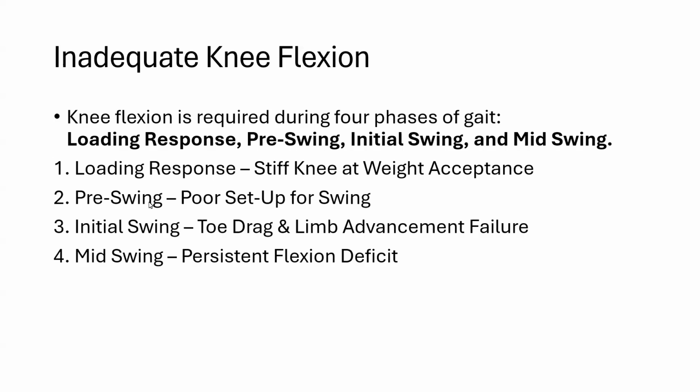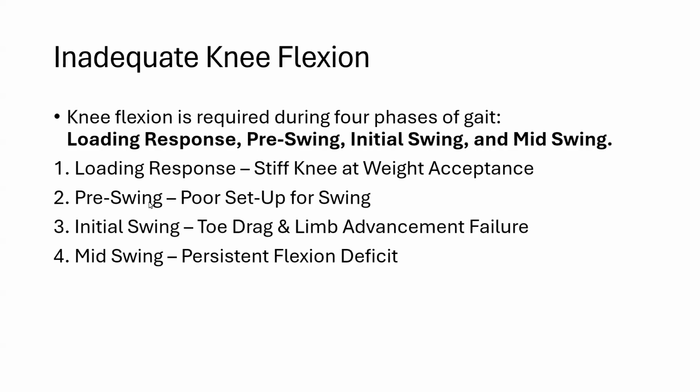And in initial swing, we know the normal role is 60 degrees of knee flexion for toe clearance. So any inadequate flexion here again causes toe drag and inability to advance the limb forward. The limb remains functionally long because the trailing limb is in equinus without knee flexion. So the distance from hip to toe is increased. That's why it becomes difficult, limb advancement is improper, and toe drag is present.